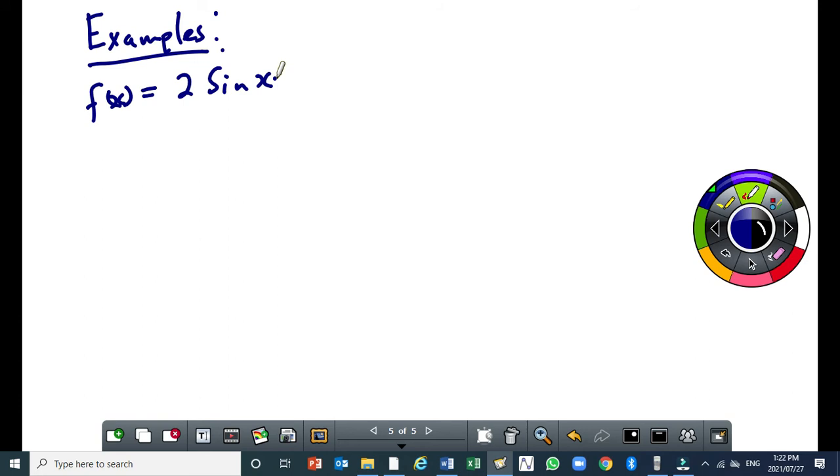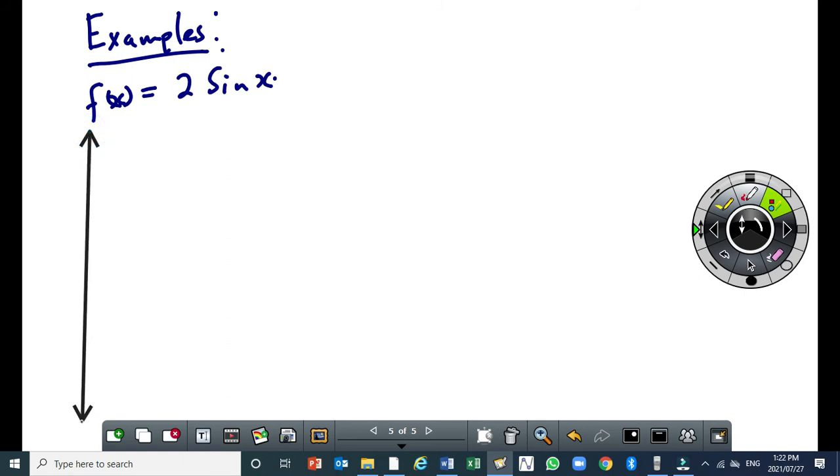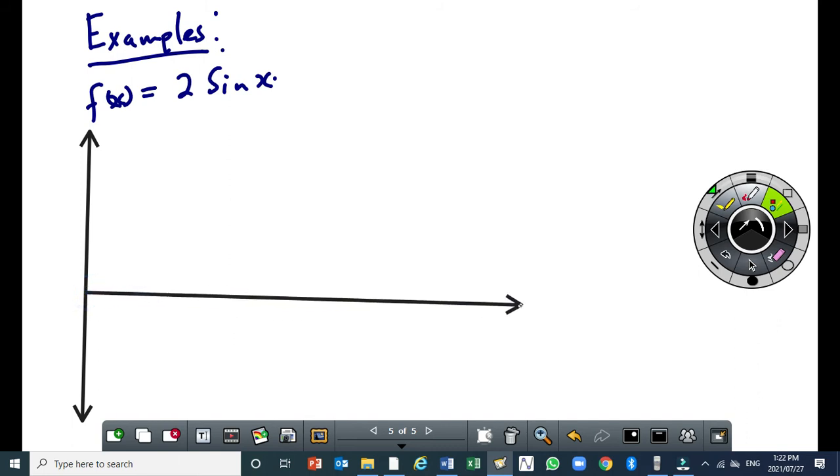Right, let's bring our calculator now. But before we bring the calculator, let me draw my Cartesian plane first. So I'll draw that one, then the y for the x. Okay, we are going to sketch it between 0 and 360 degrees.